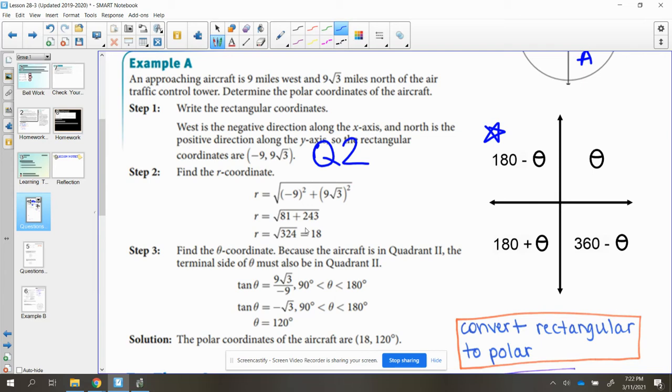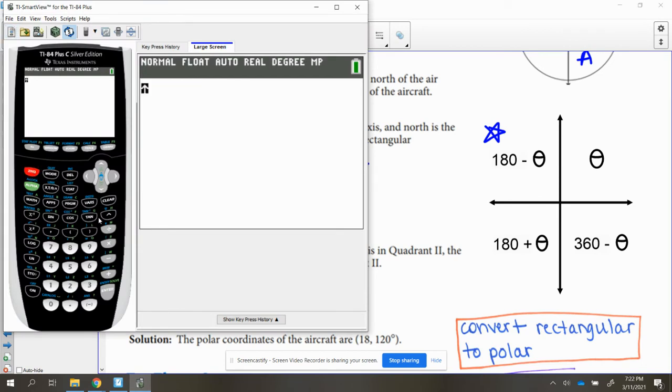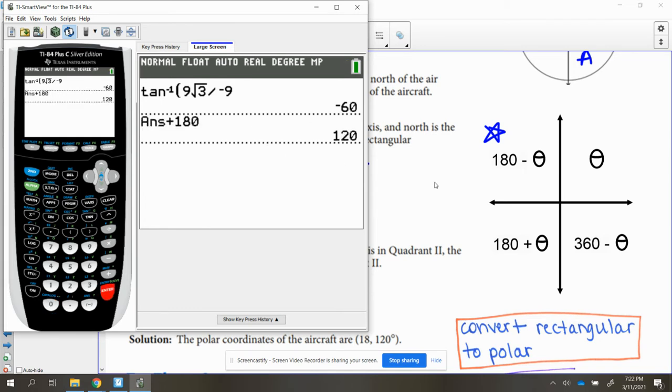Because you're squaring the negative values, that's not going to affect things for the r value, but the tangent is where you have to be careful, because otherwise if we take tan inverse of y divided by x, we would get negative 60, which we know is over here in quadrant 4 area. So we would have to add 180 to it to make sure we're using the quadrant 2 value. So again, you want to think about making sure you're in the appropriate place.